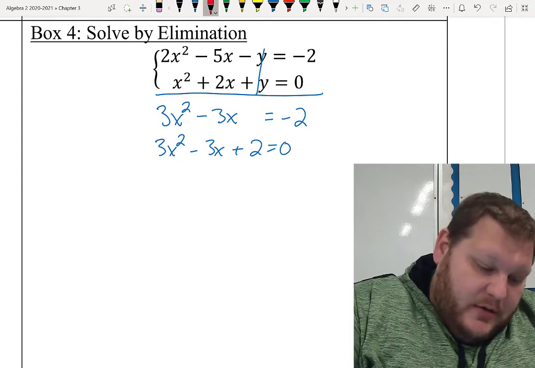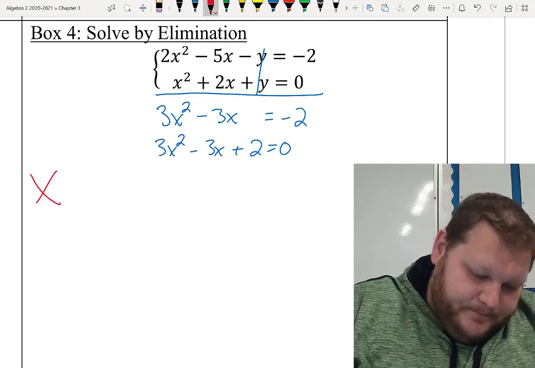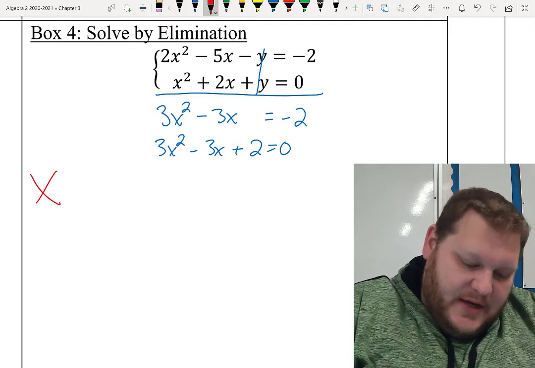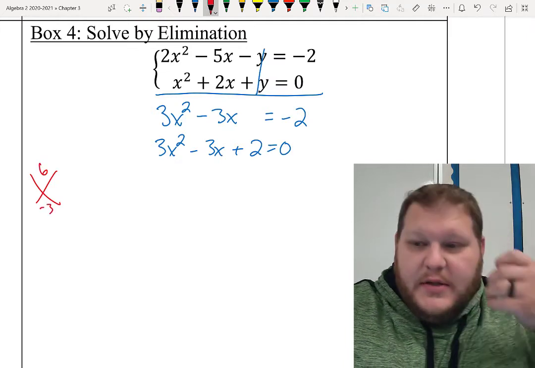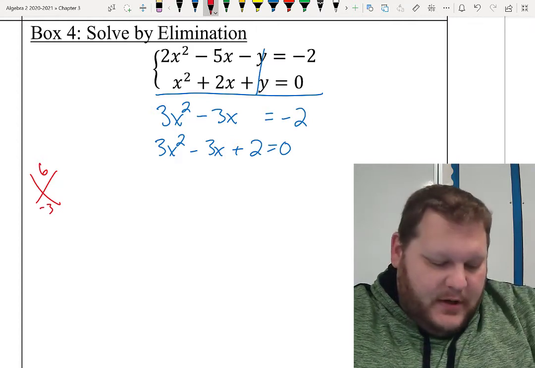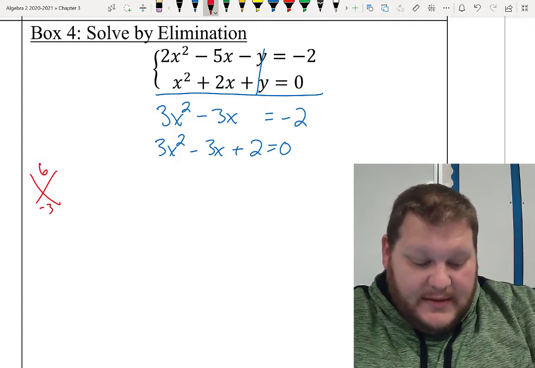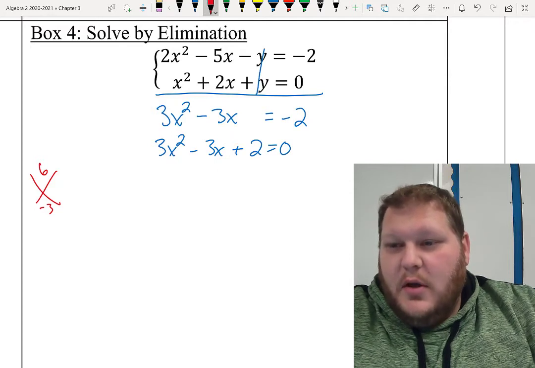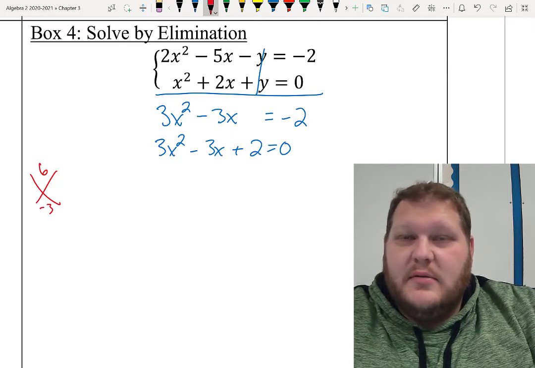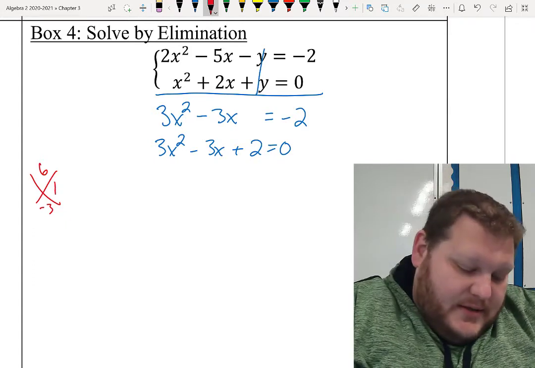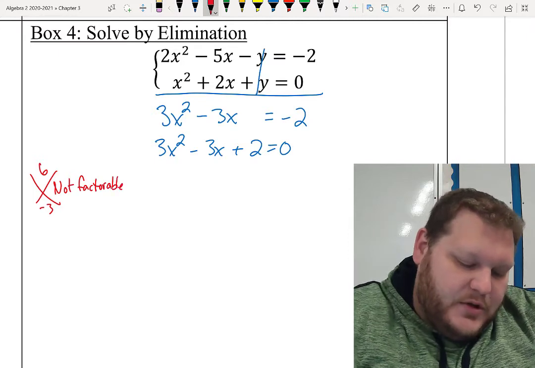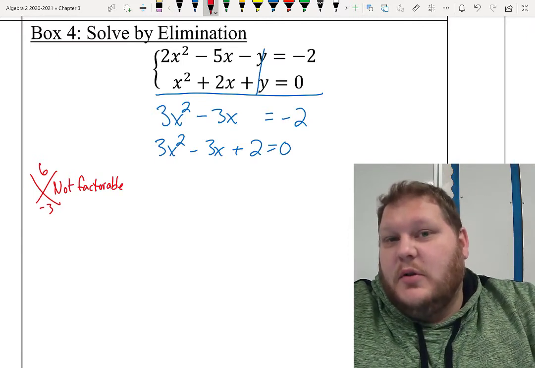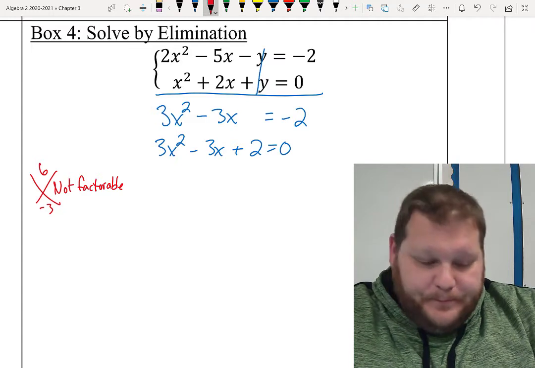If we wanted to do that, I'll do that over here in red. So top of my X is my first times my last, which is 6. My middle is -3. So I'm looking for things that multiply together to give me 6, but add up to -3. 1 times 6, 2 times 3, none of those add up to -3. So this is actually not factorable, unfortunately. That means we have to do the quadratic formula.